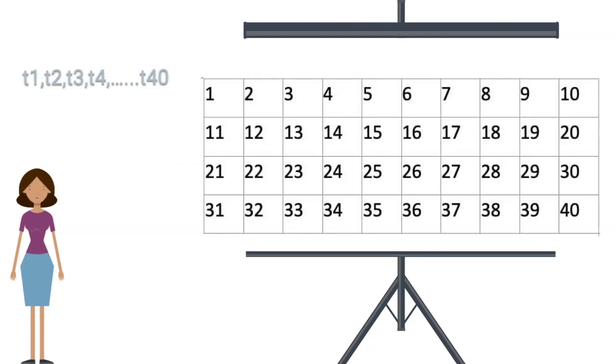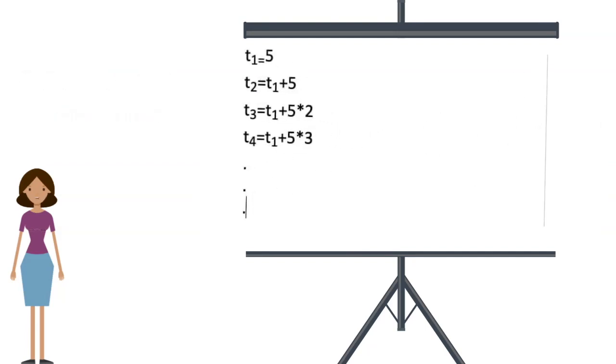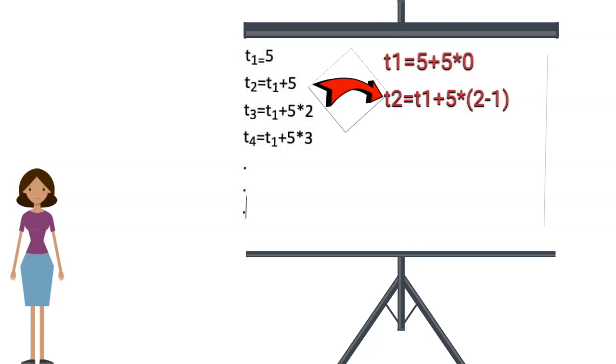Let us represent the first kilometer traveled as T1, second kilometer as T2, third kilometer as T3, and so on. As per our assumptions, T1 equals 5, T2 equals T1 plus 5, T3 equals T1 plus 5 times 2, T4 equals T1 plus 5 times 3, and so on. When we look at these equations closely, we can infer that the fare for the second kilometer of the journey, T2, is the sum of the fare for the first kilometer of the journey and 1 times 5.